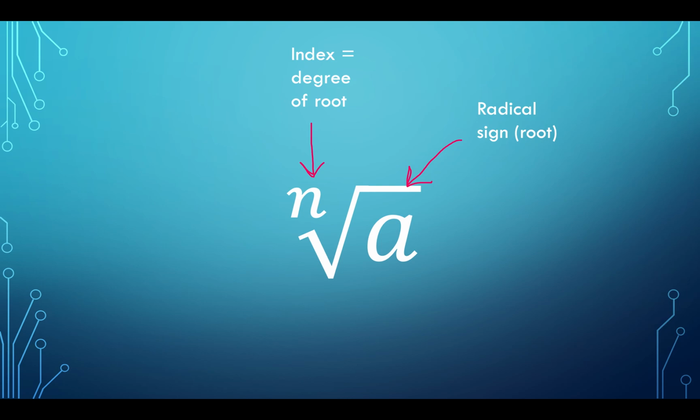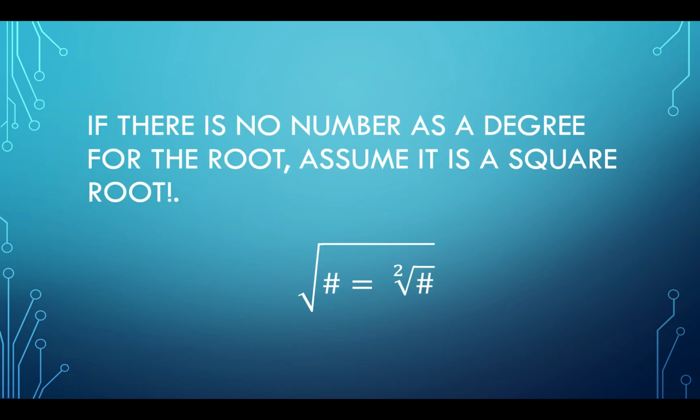So when I say square root, I'm telling you the degree is 2, so that's why it's called the square root. And this a, that's our radicand. That's the number under the radical sign. So basically this is your general setup for any type of radical: radical symbol, the number inside called the radicand, and this is the degree of the root. If it's not there, it's always understood to be 2. Let me repeat that: if there's no number as a degree for the root, assume it's a square root.